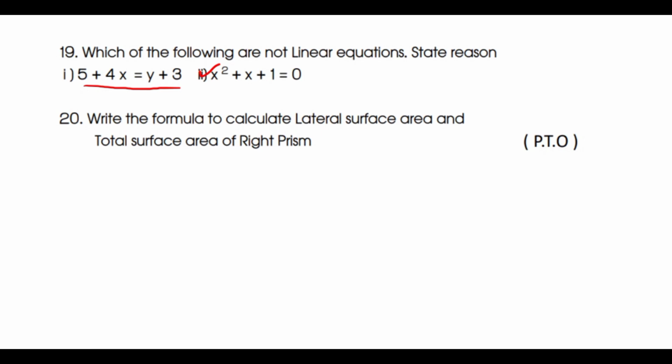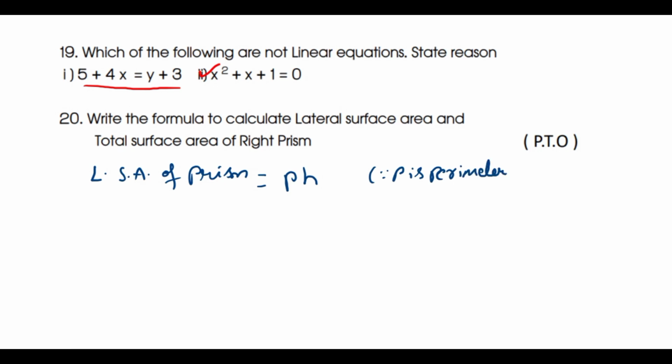The next question, write the formula to calculate lateral surface area and the total surface area of the right prism. Okay, this is a somewhat different question. So lateral surface area, LSA, of a prism is PH. P means perimeter, right? So you can write here P is perimeter. H is height.